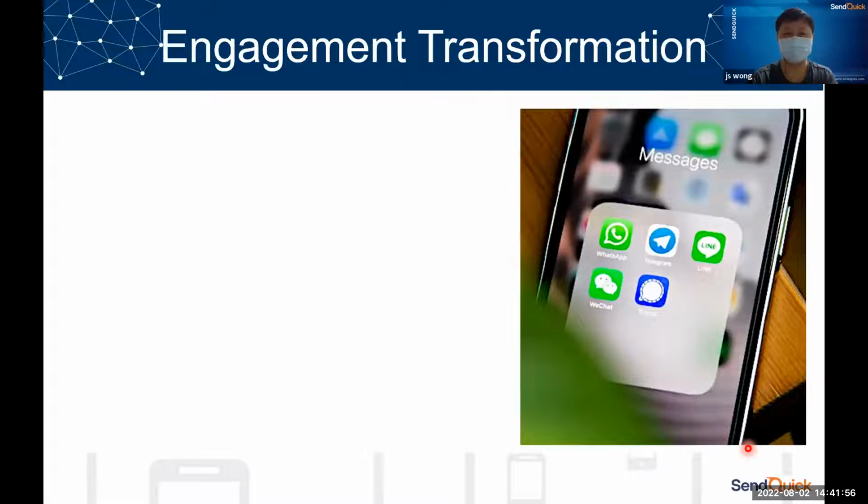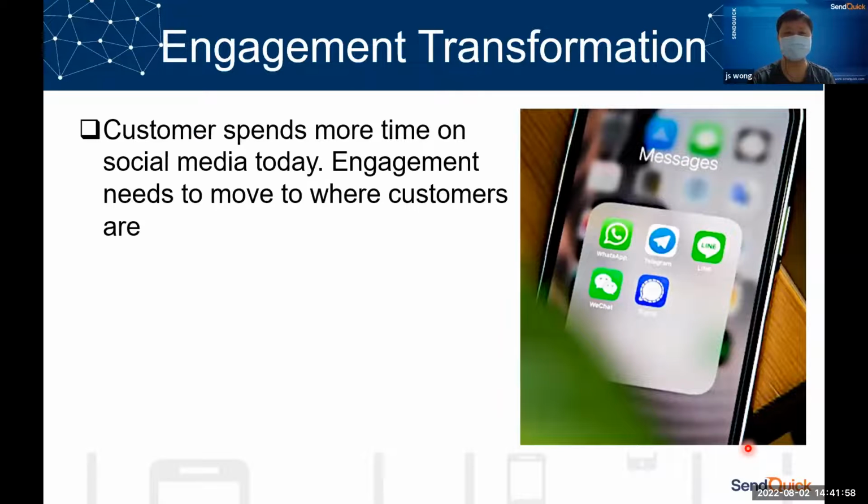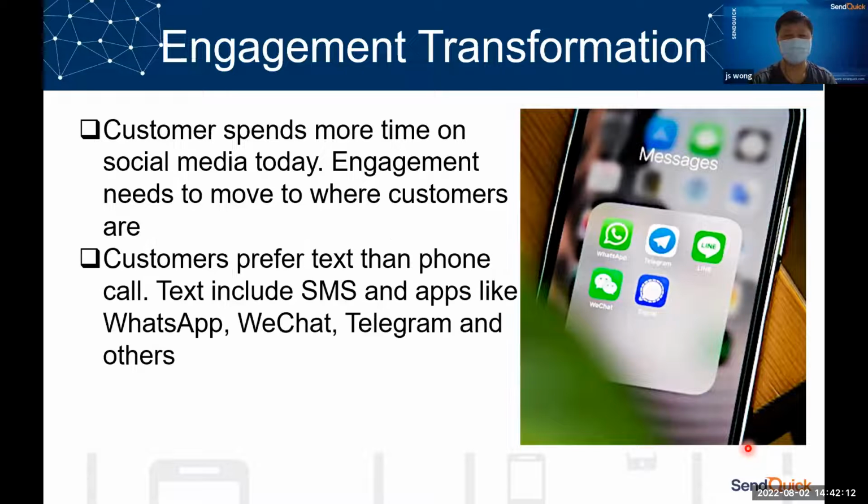So the transformation involves customers spending more time on social media today. Engagement needs to move to where customers are. Like I mentioned earlier, they choose their own channels. They live in those channels, and as a business, we need to go where they are. Customers prefer to text rather than phone call. So today there are definitely a lot fewer phone calls, I believe in Indonesia as well, and a lot more texting, either through SMS or apps like WhatsApp, Telegram, and many, many others.